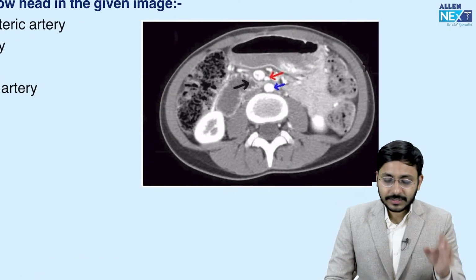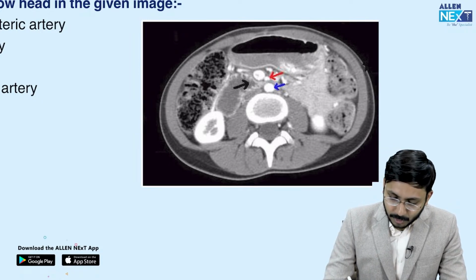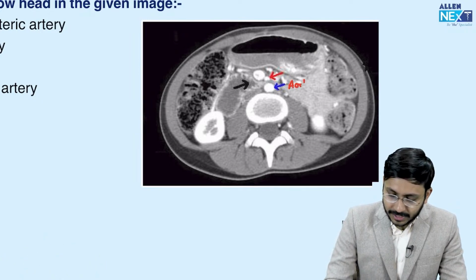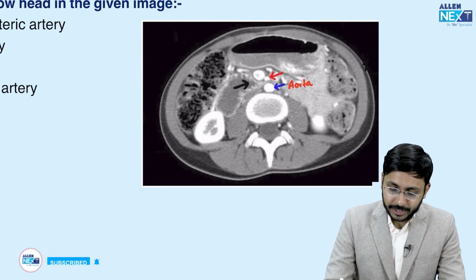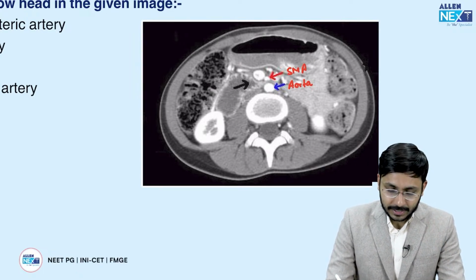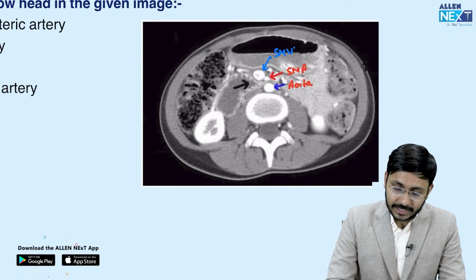Okay, so let's just label all the structures that we are seeing in this image. The blue arrow is pointing towards aorta. This is the abdominal aorta. The red one is pointing towards superior mesenteric artery. The arrow that I have marked is pointing towards the superior mesenteric vein.